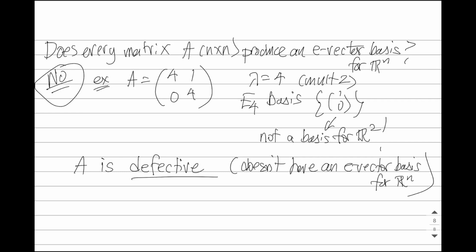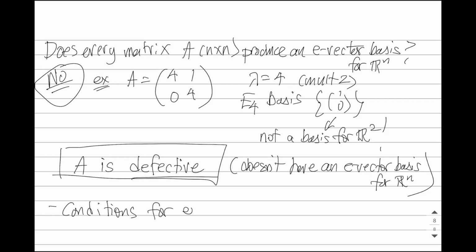I found that its eigenvalue had a multiplicity of 2, but there was only one basis vector for that eigenspace. There aren't enough vectors to form a basis for R2. In these cases, we say that the matrix is a defective matrix. So what are some conditions for the existence of an eigenvector basis? We would like some conditions on when you will be able to form an eigenvector basis.